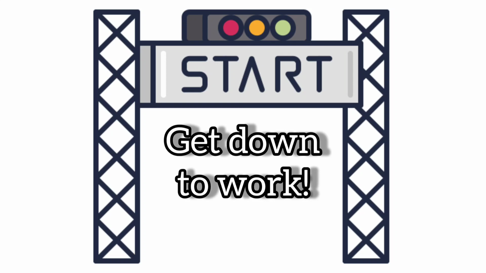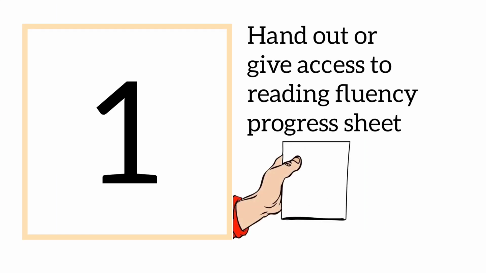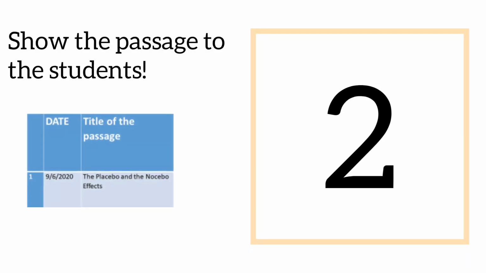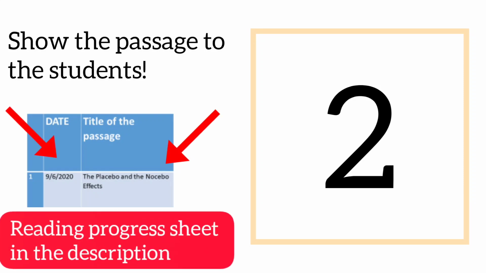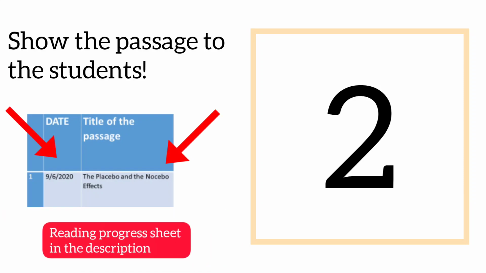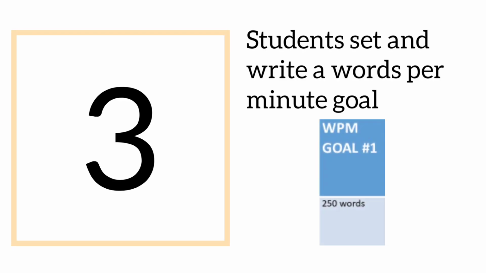What is the procedure? Okay, number 1, hand out or give access to reading fluency progress sheets to students. Number 2, show the passage to the students or let them know which passage they will read. They have to record the title of the passage and the date of reading in the worksheet that you will find in the description. Number 3, students set and write a words per minute goal for the first reading passage.